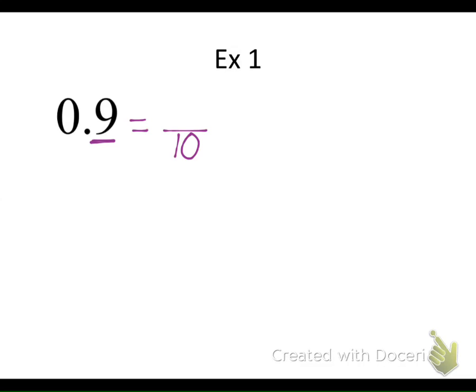Now if you notice, I have an equal sign between my 0.9 and my fraction. Always make sure you're separating each step of your problem with an equal sign. So 0.9 equals. Then my numerator, according to step 2, is going to be my decimal number without the decimal point. So what's my number without the decimal point? 9.